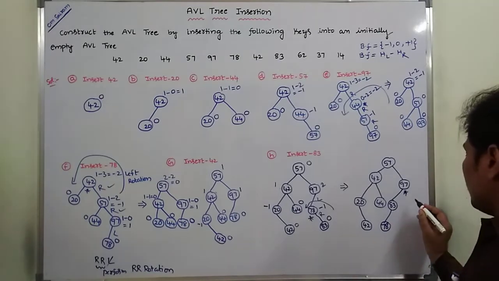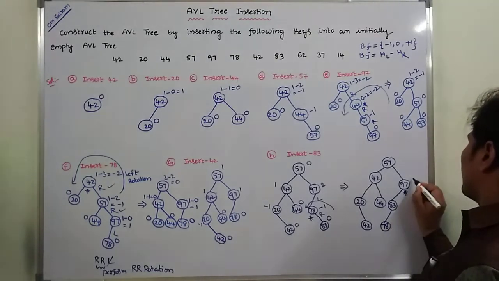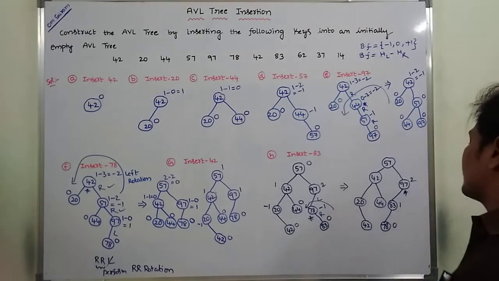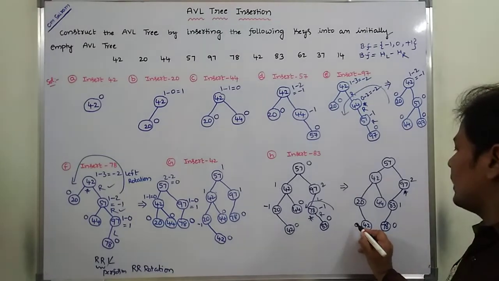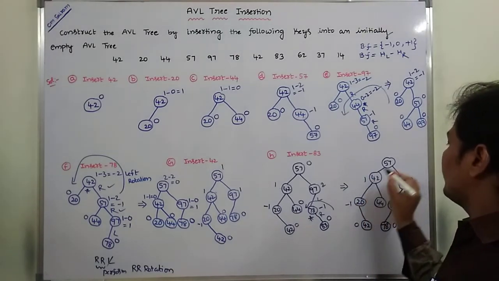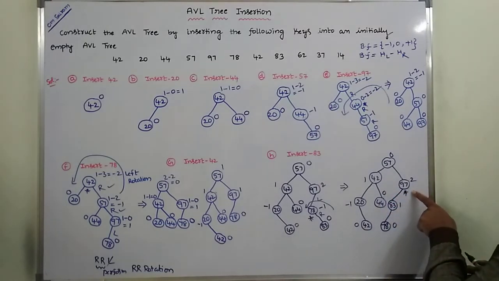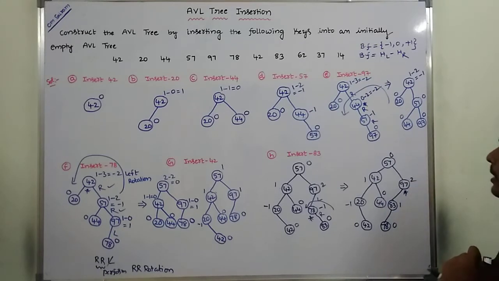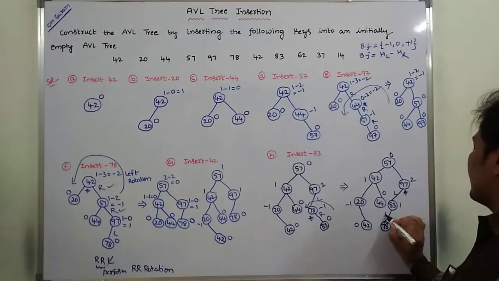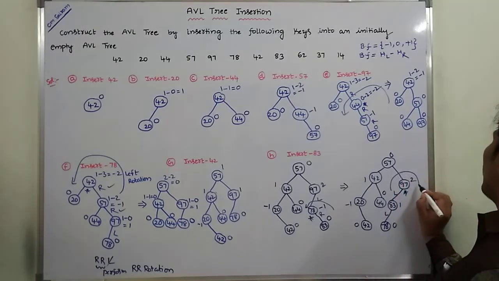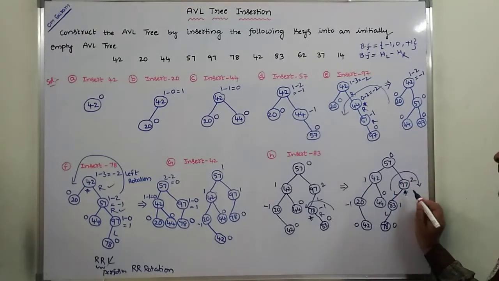Here the balance factor is 2 minus 0, that is 2. Here the balance factor is 1. Here the balance factor is 0. So this balance factor does not change. Minus 1, 1, 0. So now the imbalance occurred at node 97. Now we have to perform the rotation. Here L is there, L is there.